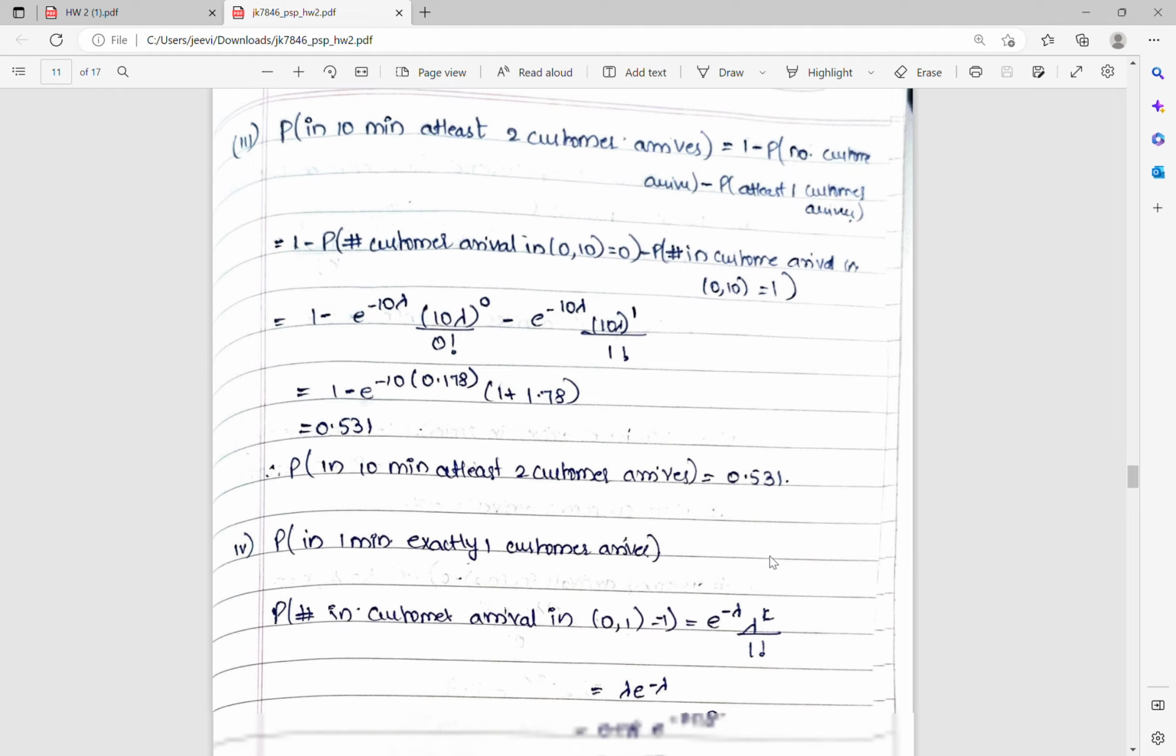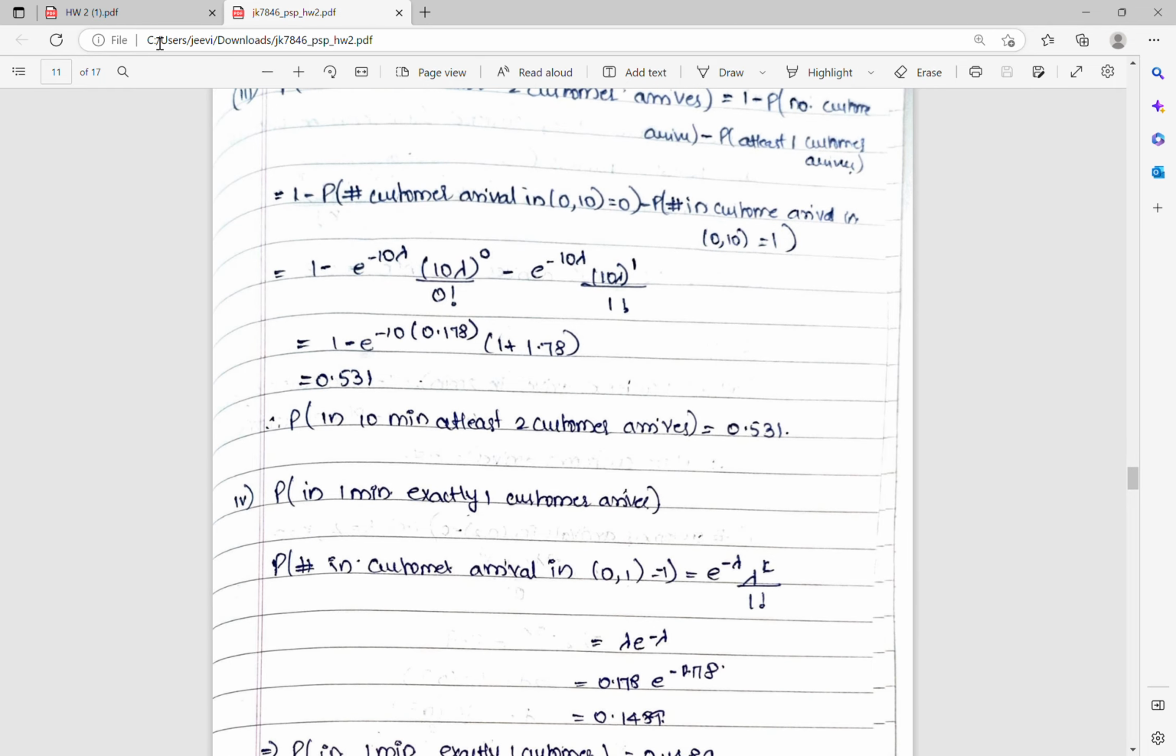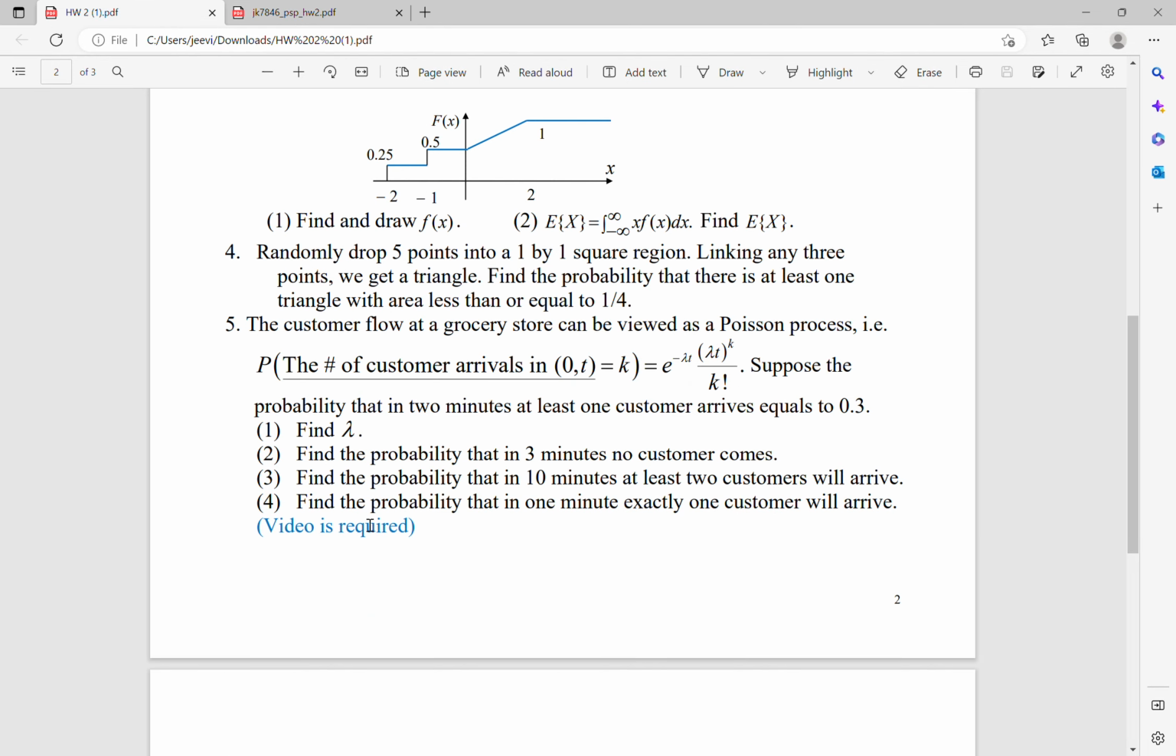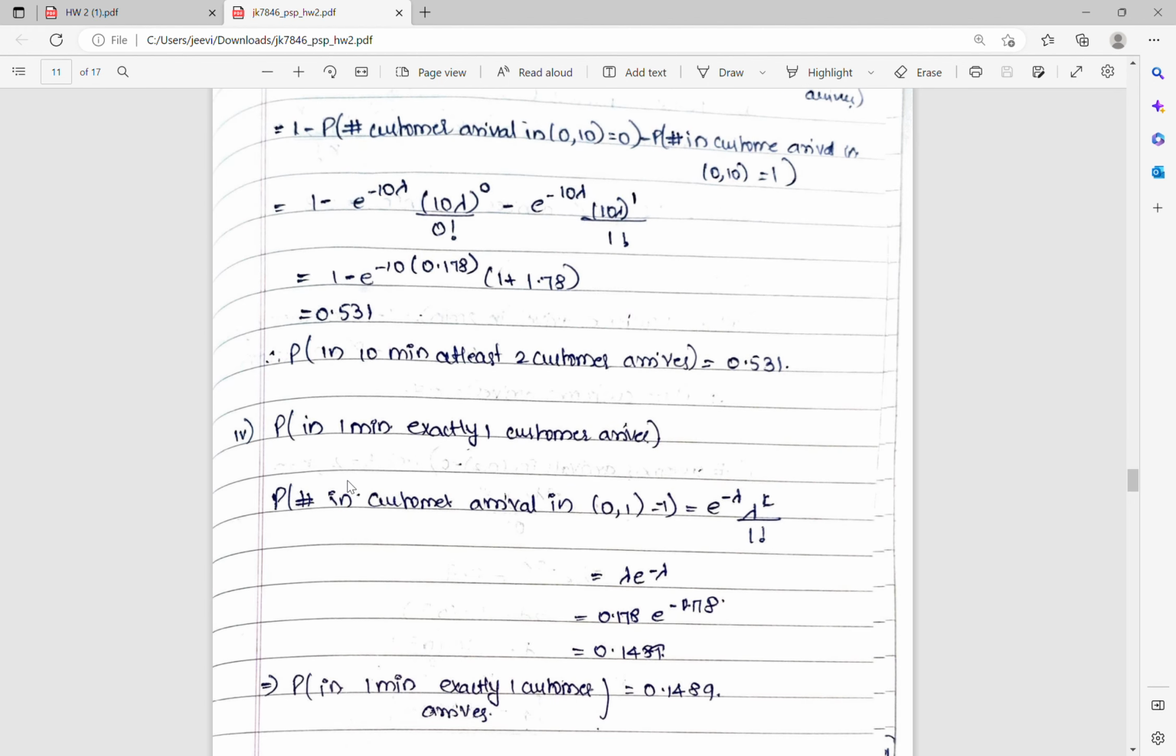Therefore, the probability that in 10 minutes at least 2 customers will arrive is 0.531. Now let's go to the fourth question, where we are supposed to find the probability that in 1 minute exactly one customer will arrive. Here the value of k becomes 1. Therefore, substituting it in the Poisson formula, the probability that n customers arrive in (0, 1] minute, that is t equal to 1, is equal to 1.